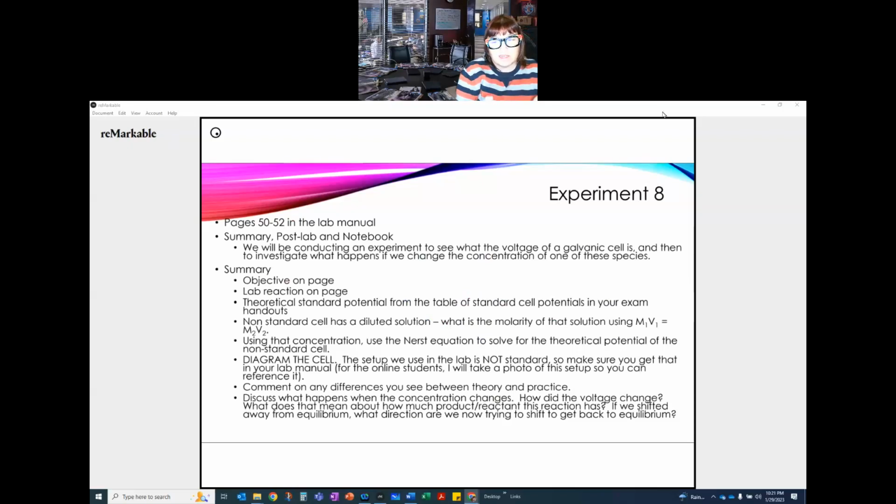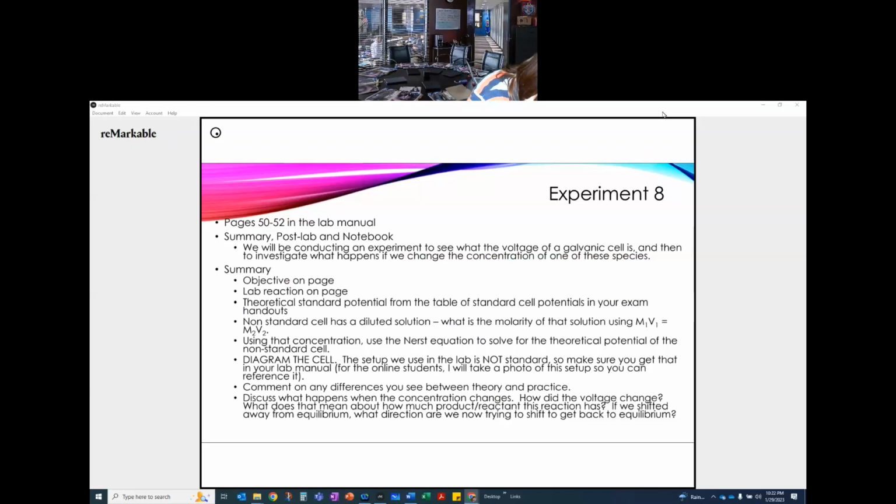So you're going to be conducting an experiment to see what the voltage of galvanic cells is, and then to investigate what happens if we change the concentration of these. Okay, so this is what we've been talking about, changing concentration, setting up a voltaic cell. And one of the things about this particular cell is that we don't have a standard salt bridge that goes into this. I have a little drawing that I've done.